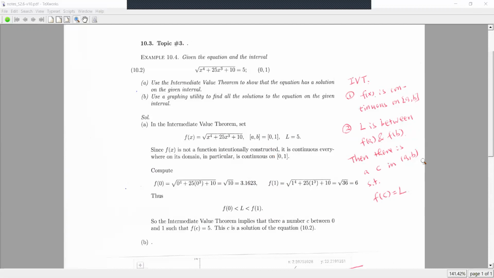Now, conclusion. Between 0 and 1, there is one point C such that function value at C is 5. And this number C is a solution of this equation.